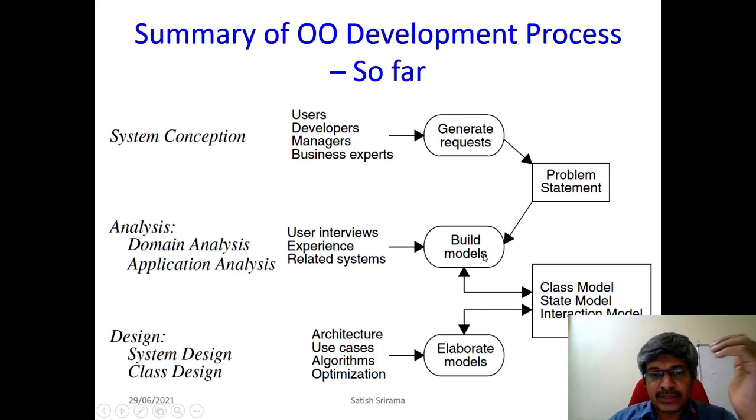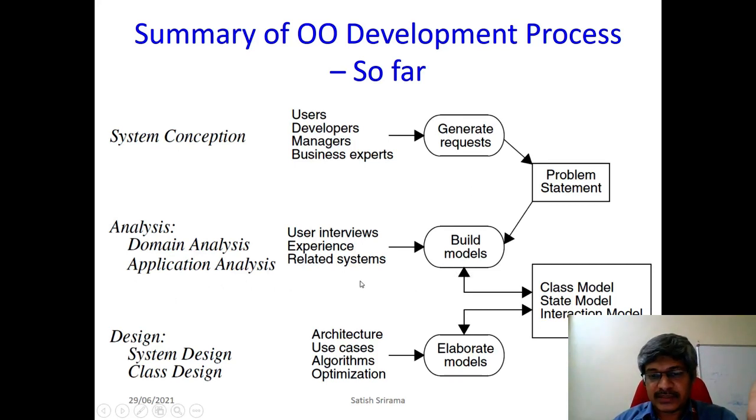In the analysis phase, we did both the domain analysis and application analysis. We took user interviews, experiences, and related systems. During the domain analysis and application analysis, we talked about building the models: your class models, your state models, and your interaction models, especially from the application analysis. We got the models.